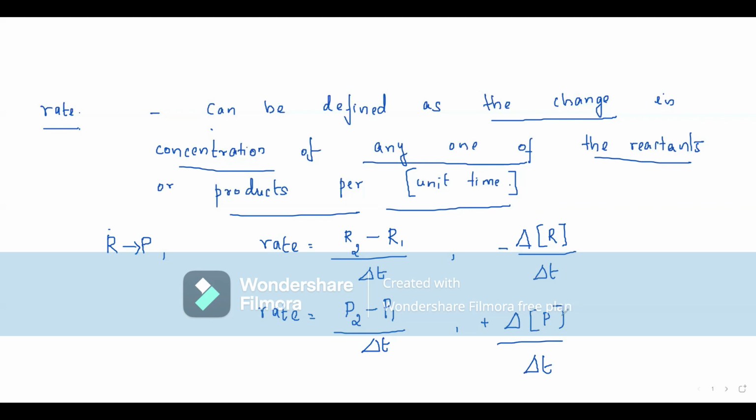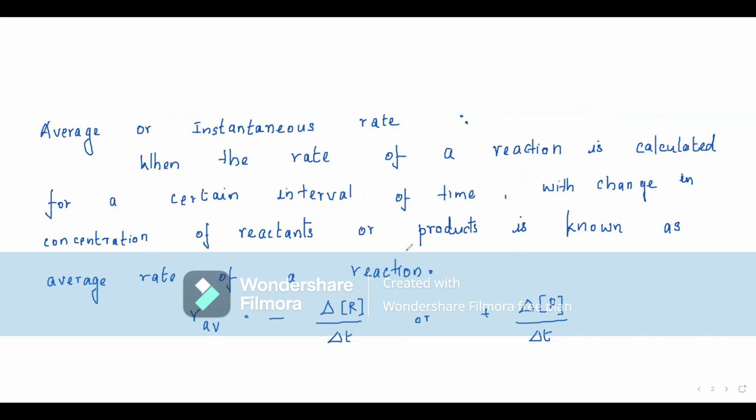You cannot put any other bracket here, because the square bracket has got a meaning. It stands for molar concentration. The square bracket represents the concentration of the reactant or the product in moles per liter, molar concentration.